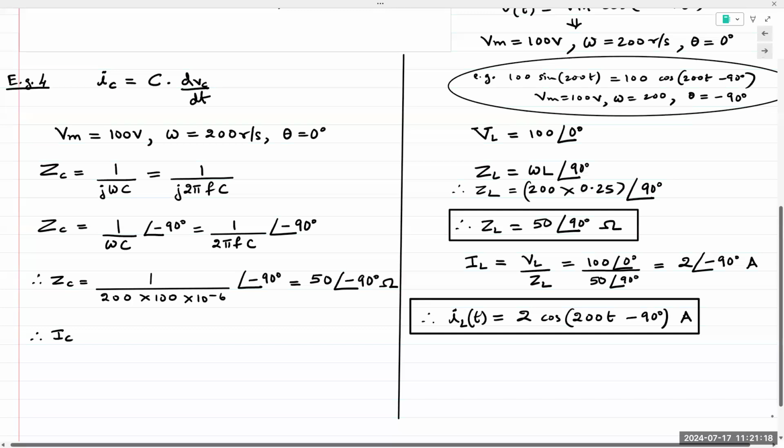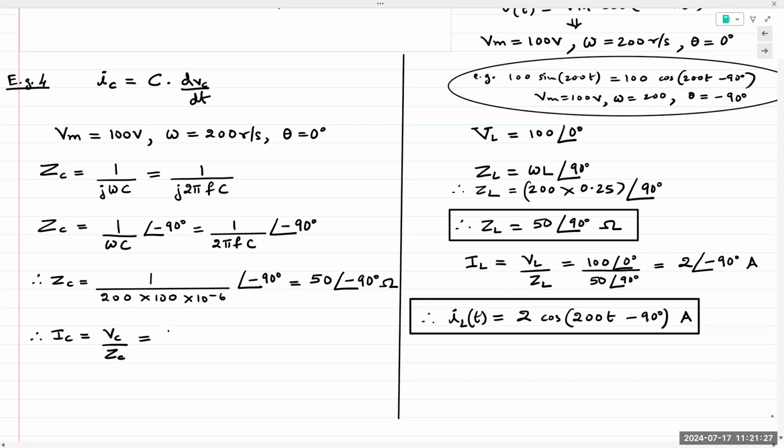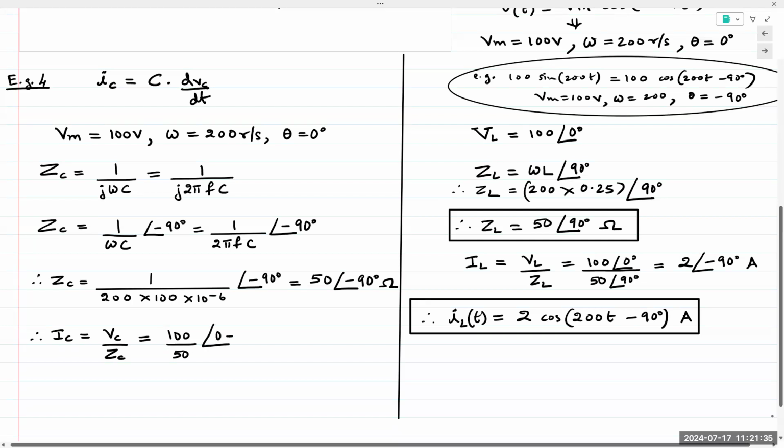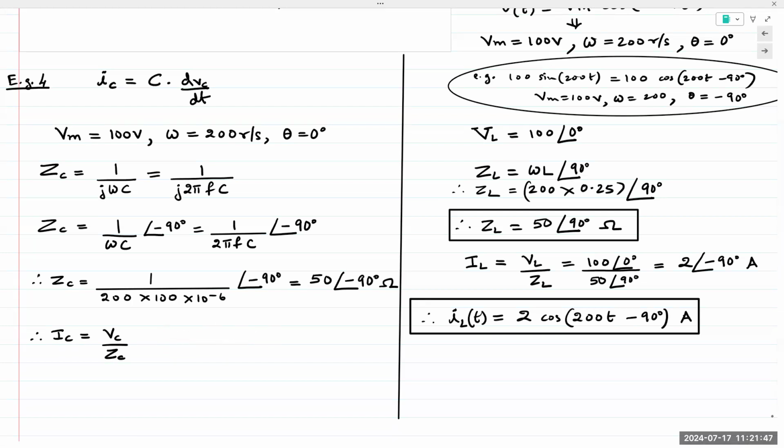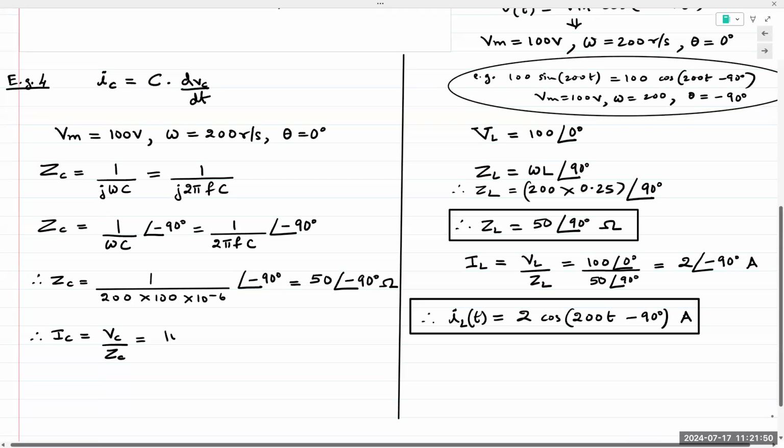And then IC would be the phasor for VC divided by the complex impedance ZC. Phasor for VC would be 100, magnitude of 100 divided by magnitude of the impedance. The phase angle is 0 minus of minus 90. Let me write out the steps so that there's no confusion. VC in phasor form would be 100 with an angle of 0 divided by 50 with an angle of minus 90.